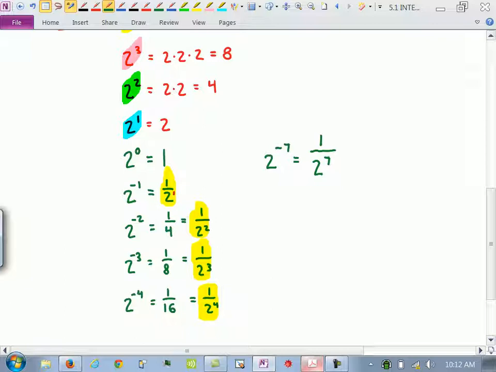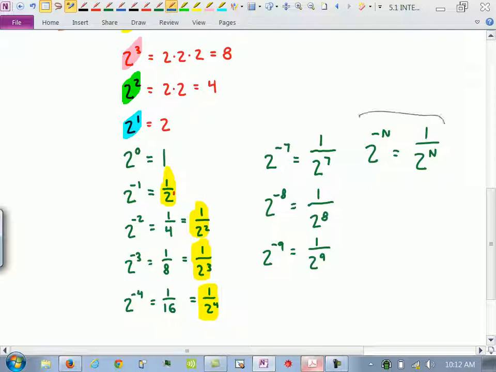What do you think 2 to the negative 8 would be? 1 over 2 to the positive 8. What would 2 to the negative 9 be? 1 over 2 to the positive 9. What would 2 to the negative n be? 1 over 2 to the positive n. Good. That's what we want to kind of take away from this right there.